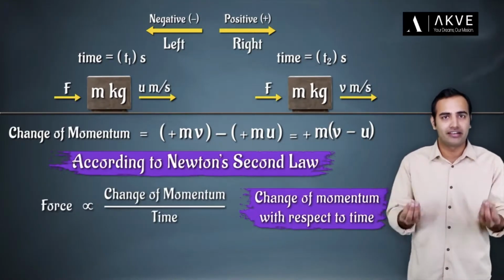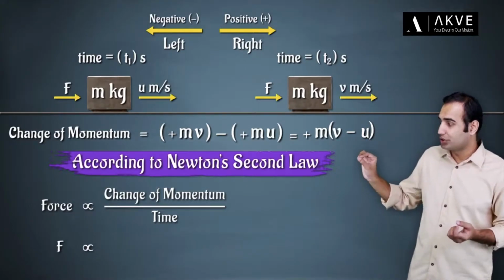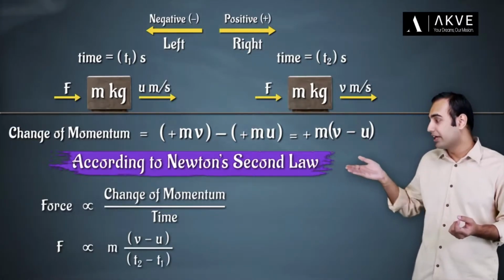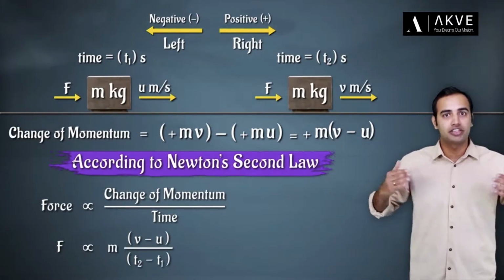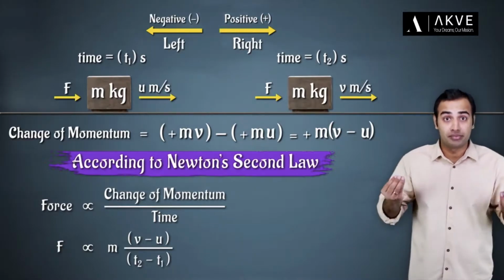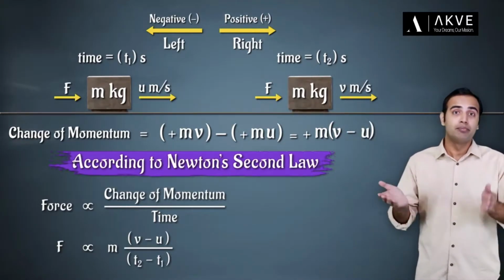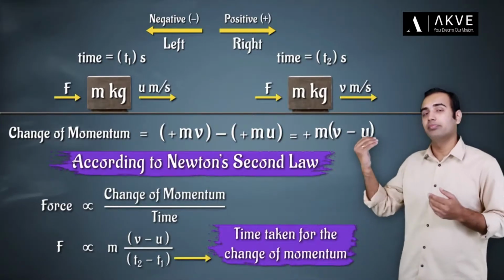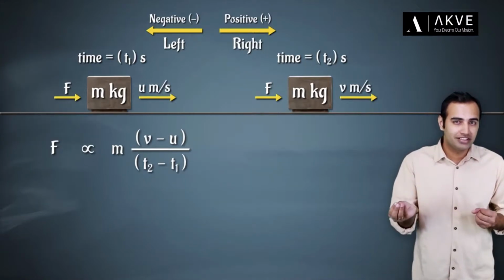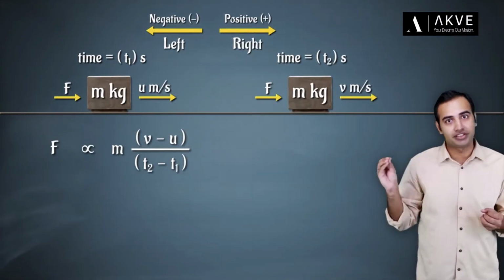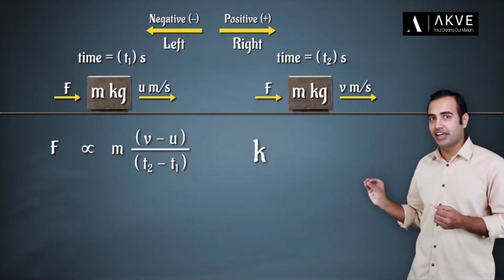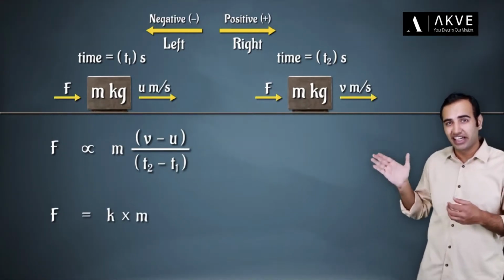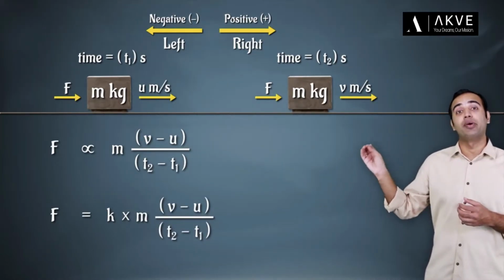So mathematically I can write this as F is proportional to m times (v minus u), which is the change of the block's momentum, divided by (t2 minus t1). Now why t2 minus t1? Well, you see, because the block's momentum changes from mu to mv between t1 and t2 seconds. So the time taken for the change of momentum is simply t2 minus t1. Now, to change this proportionality expression into an equation, I'll multiply a constant k on the right hand side and obtain an equation which is F equals k m times (v minus u) divided by (t2 minus t1).